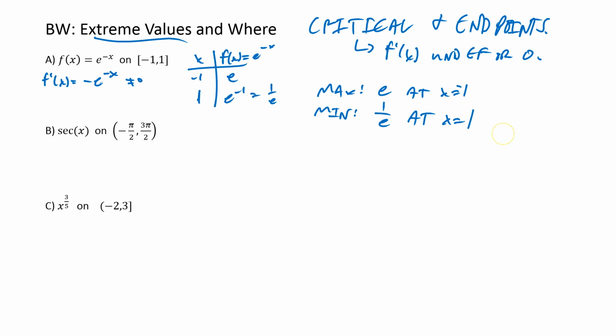Okay, so finding these extreme values, just list out all the endpoints and critical points, plug them all in, and see what you've got going. This makes sense to me because e to the negative x, we kind of already drew, it looks like this. So lower values of x are going to give you higher y values. Higher values of x are going to give you lower y values, right?